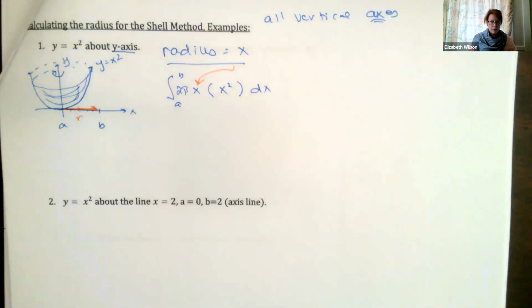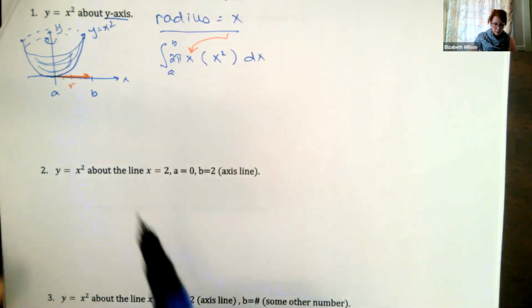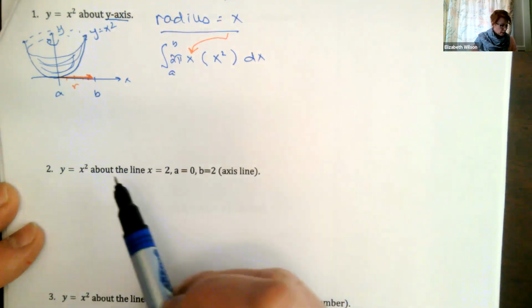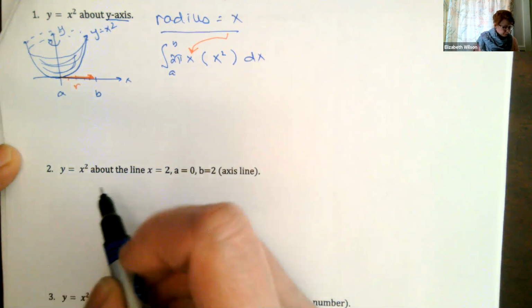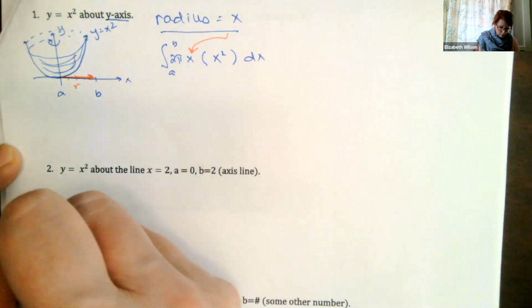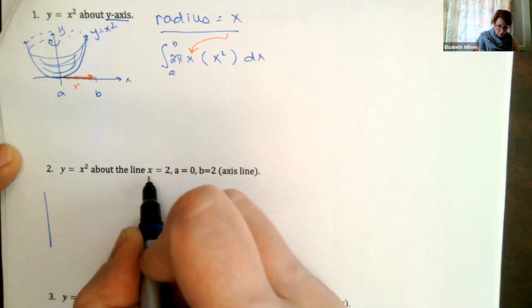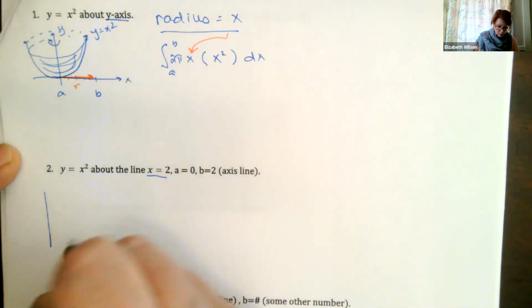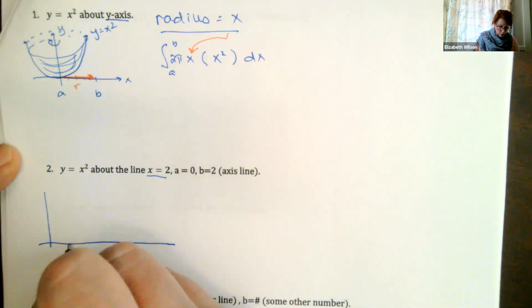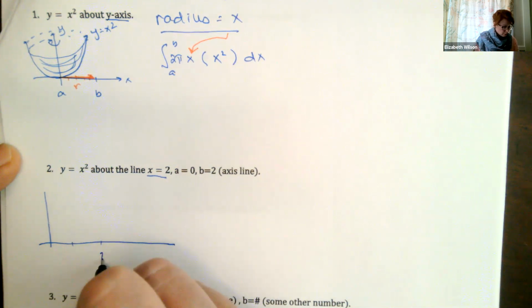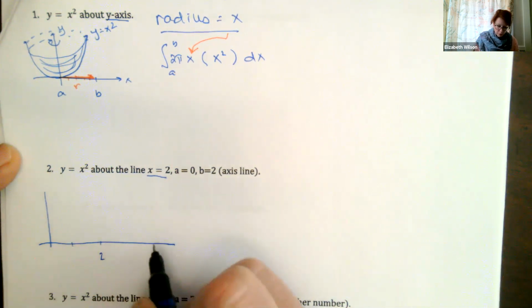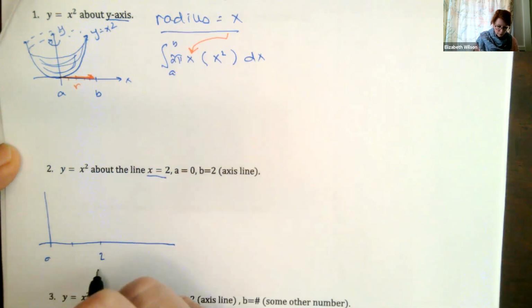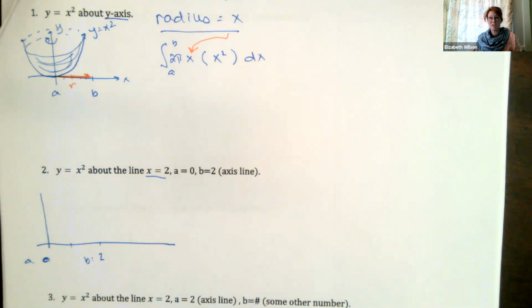I'm going to be plowing through these, so we're going to do the same function over and over again. Now let's think about this one. We're going about the line x equals 2. So let's draw this out. This goes way out: 1, 2, x equals 2. And we're going to go from a equals 0, here's a, and b equals 2, because this is going to change too, depending on what a and b are. It's going to look different.